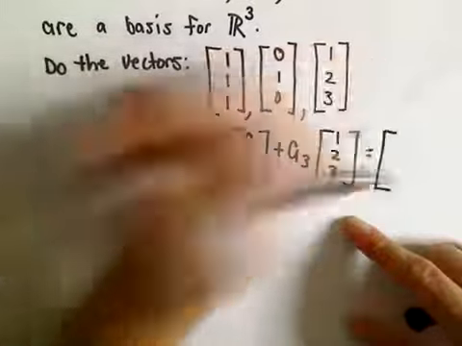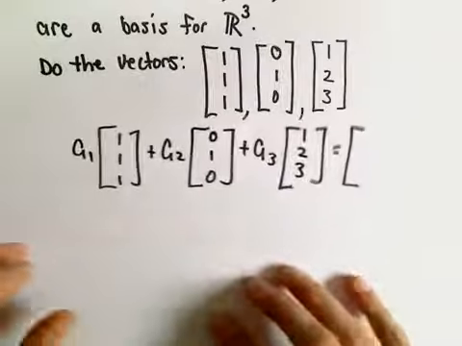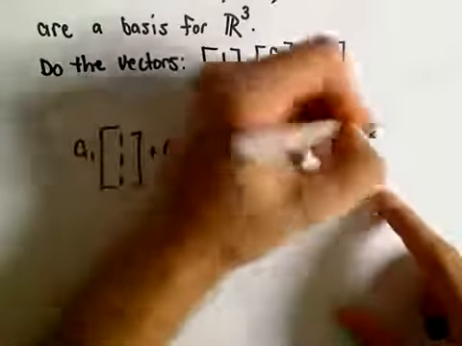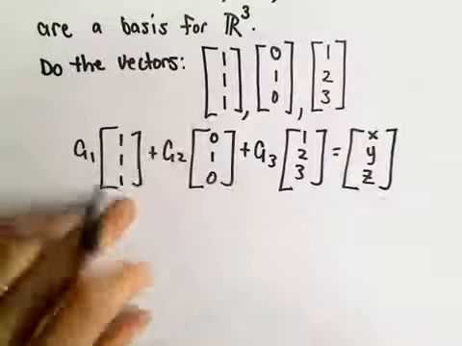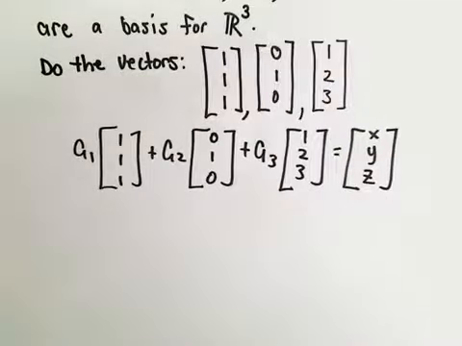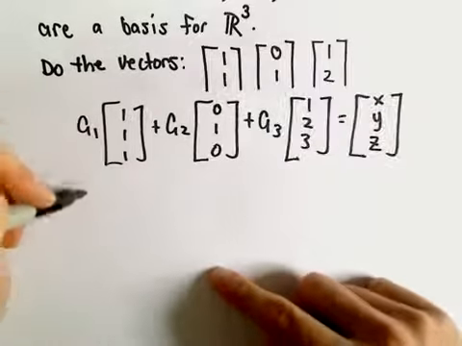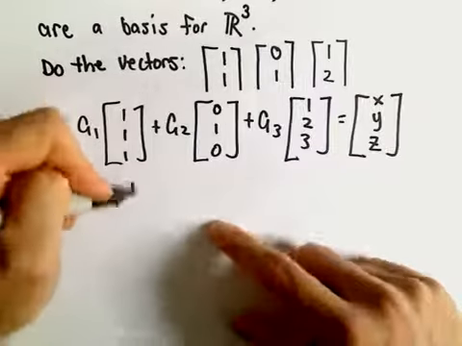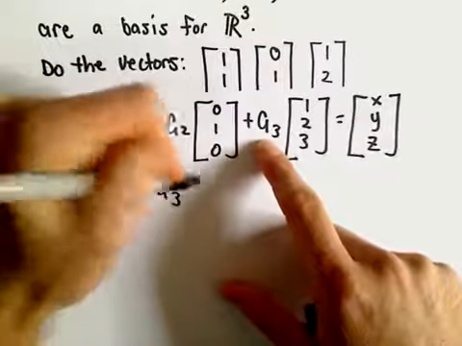And what we want to be able to do, if we can use these vectors to span all of R3, it says we should be able to figure out constants so that we get any old vector x, y, and z that we want. Okay, so we have to justify that we can do this. So I'm going to write it as just a linear system. So we would have 1a1 plus, well, 0a2 plus 1a3 equals x.